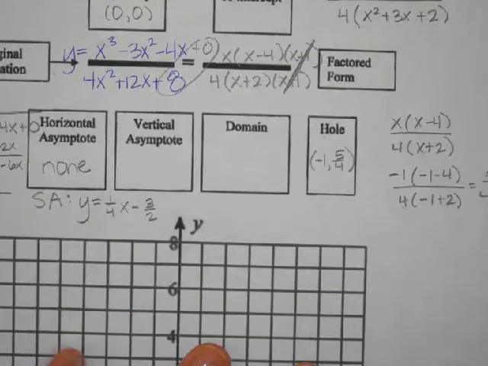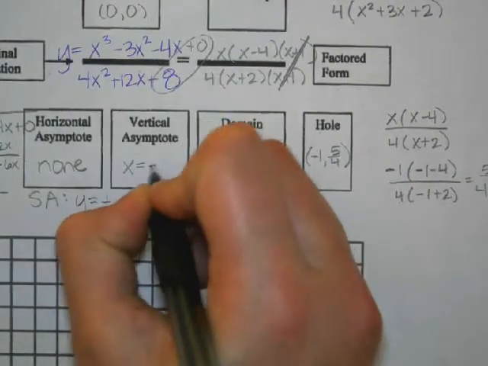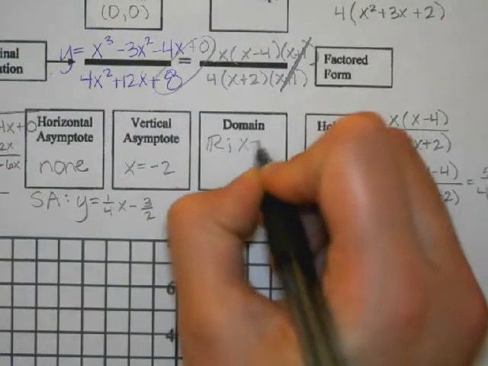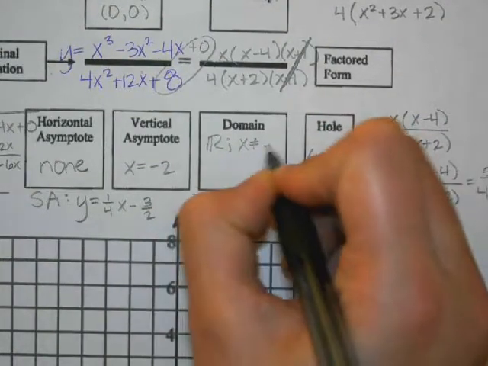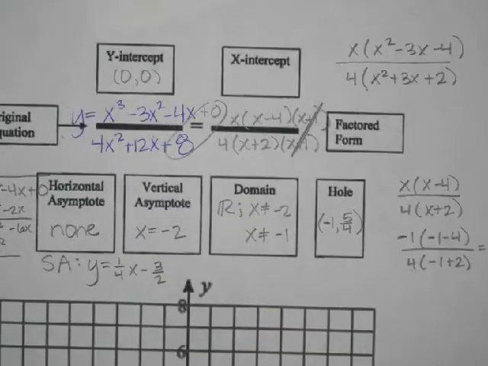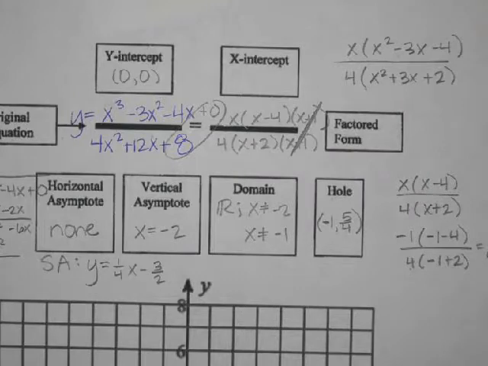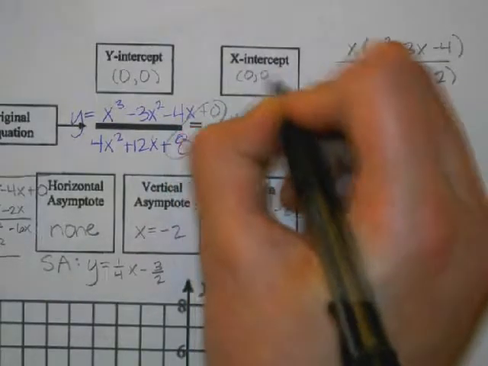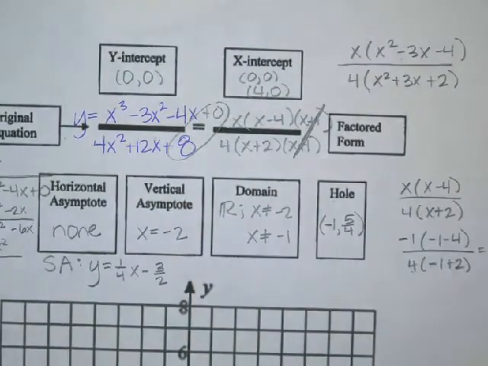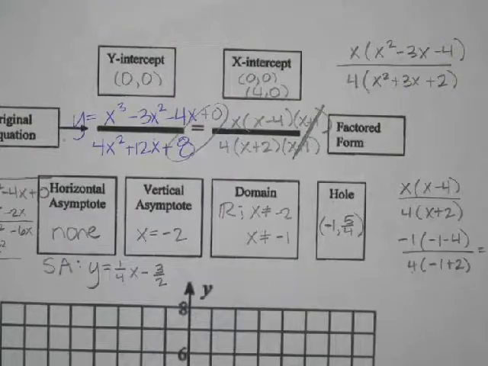The vertical asymptote is x equals -2. The domain is all real numbers, but skip -2 and -1. Do we have any x-intercepts? Yes. What are the x-intercepts? 0, 0, and 4, 0. So we have found everything. We are ready to graph.